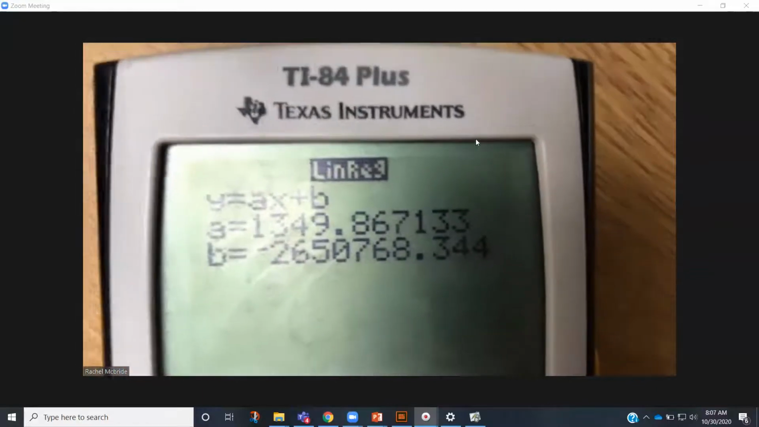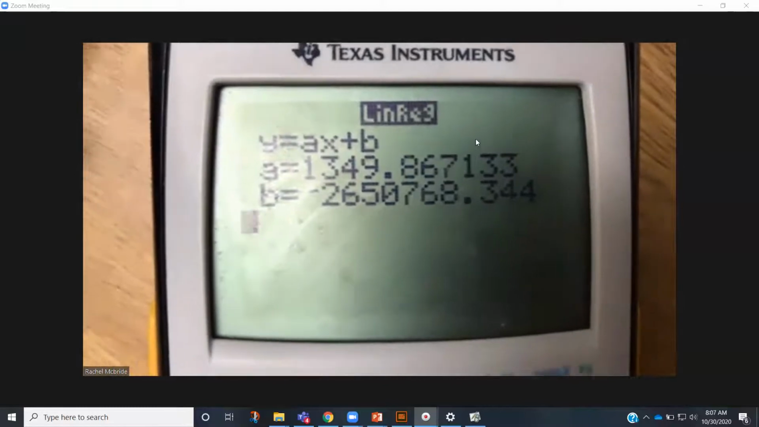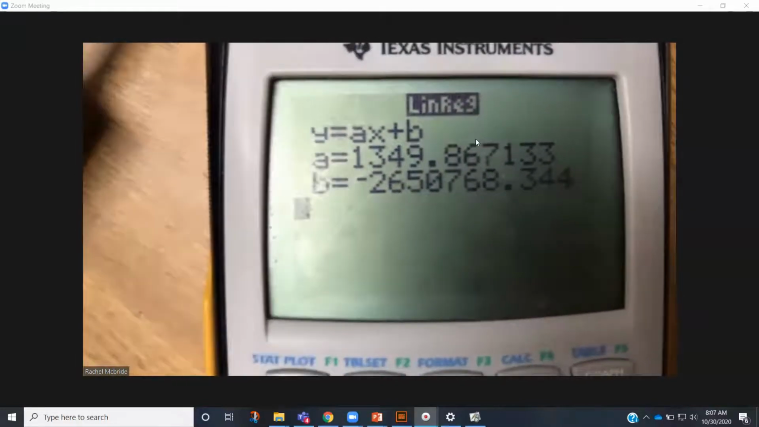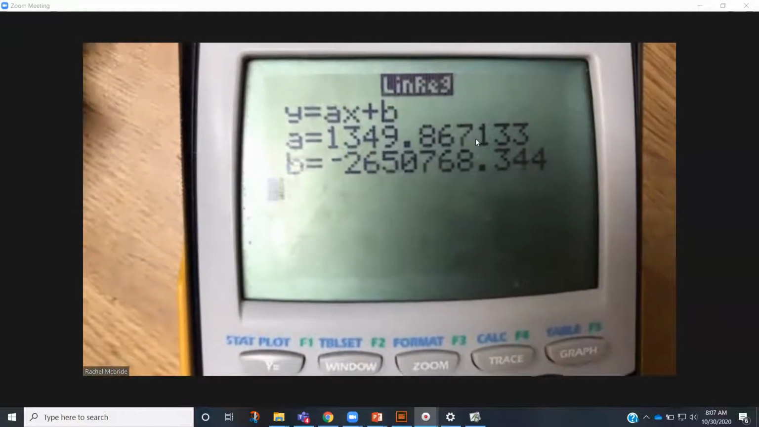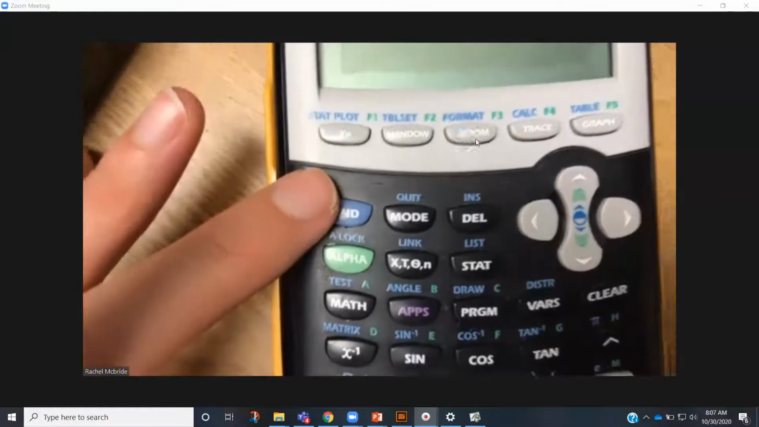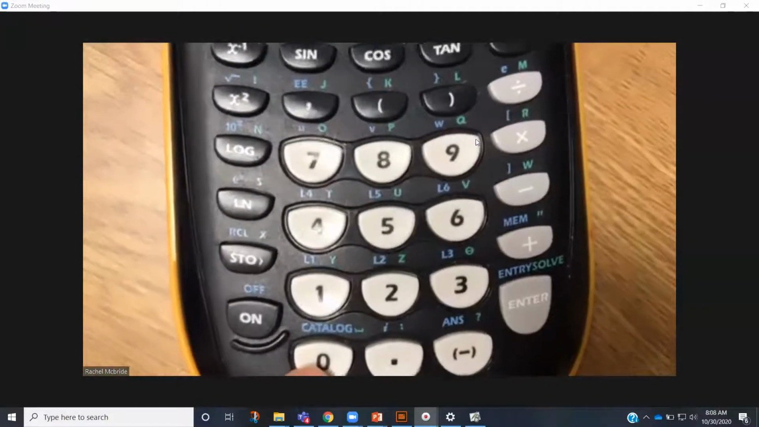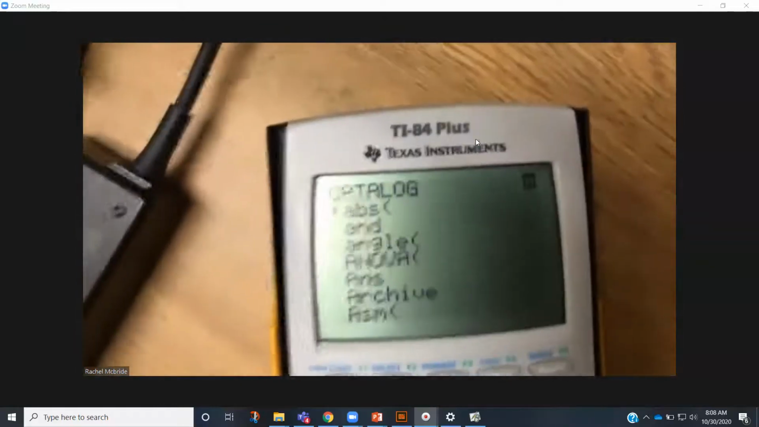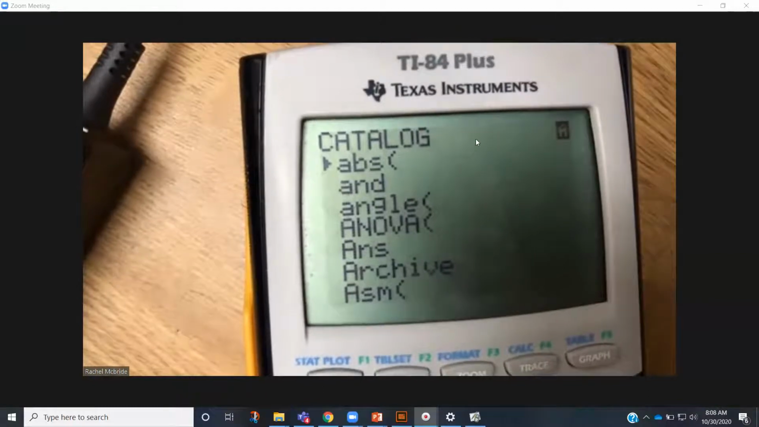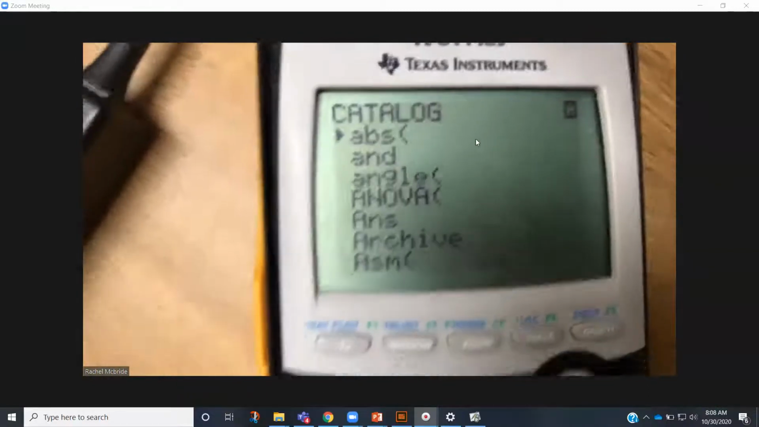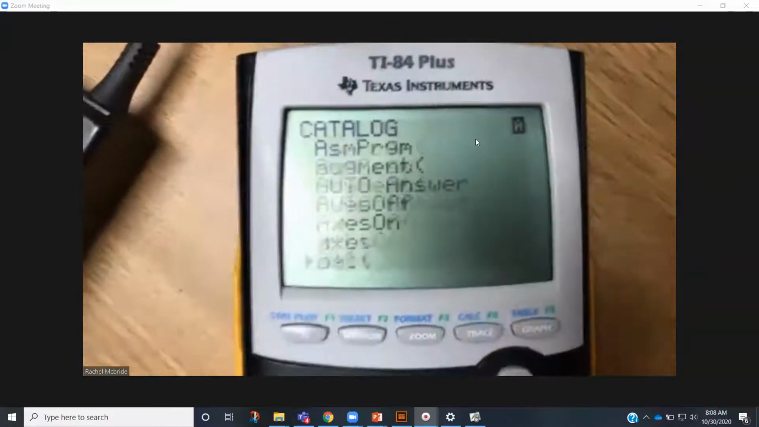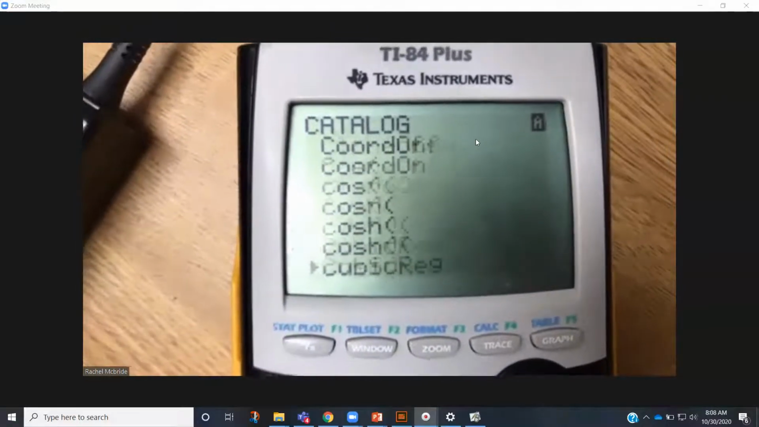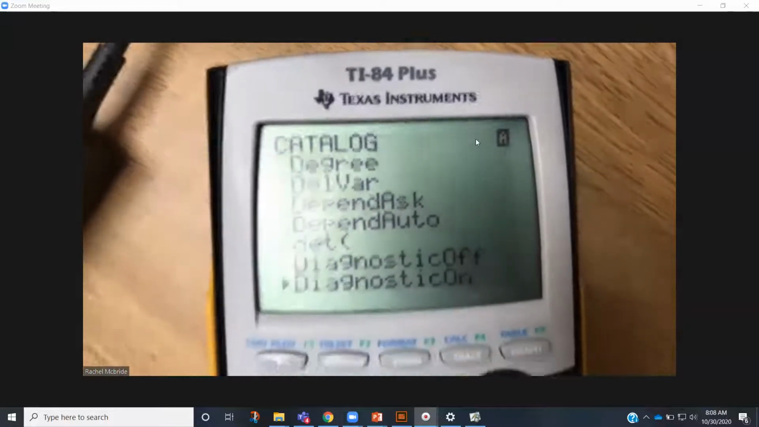And then what you should notice is that you get an A and a B. Now, we talked about the R value. The first time we set this up, our calculators don't calculate R. So we're going to have to do a little bit of manipulating right now so our calculators show us the R value. What you're going to do is hit the word second, and then go all the way down to 0 for catalog. You're going to notice that your screen has things like ABS and angle. These are all the different functionalities of your calculator. You need to arrow all the way down to the letter D, and we're going to go to diagnostic.